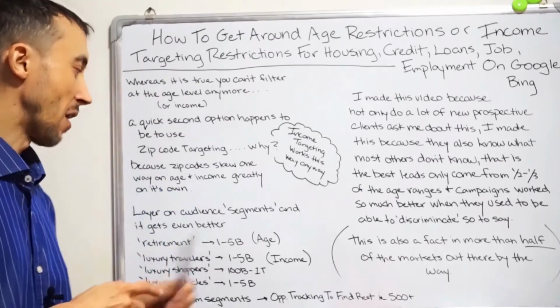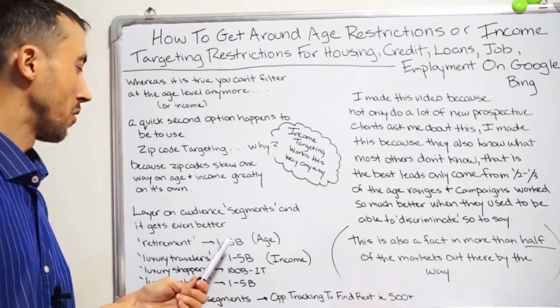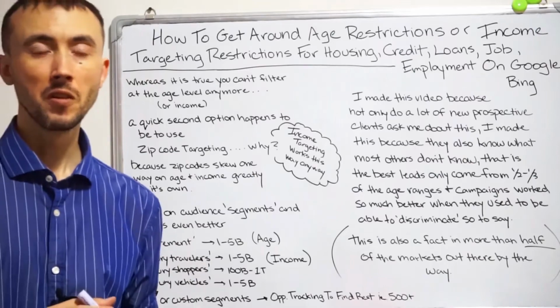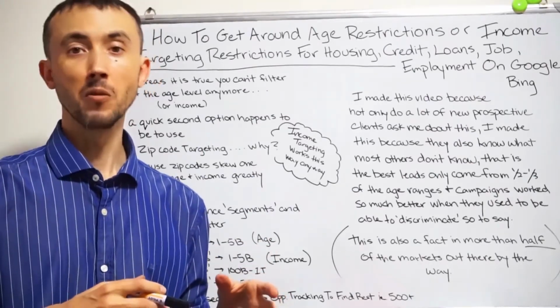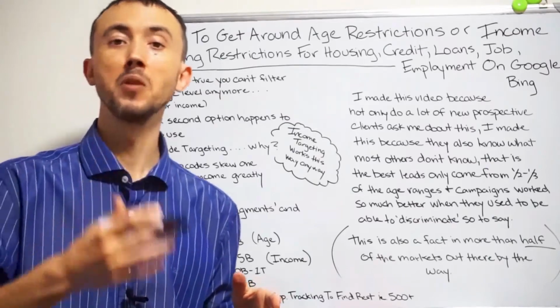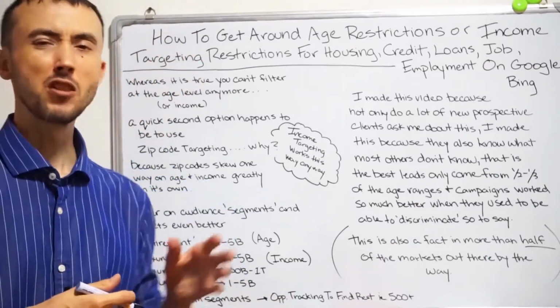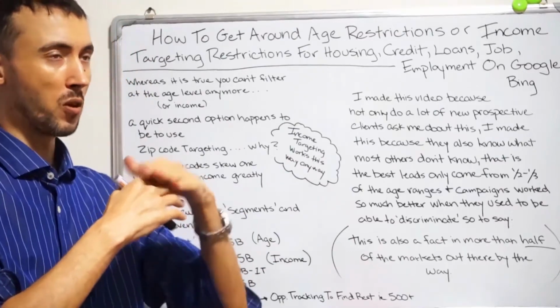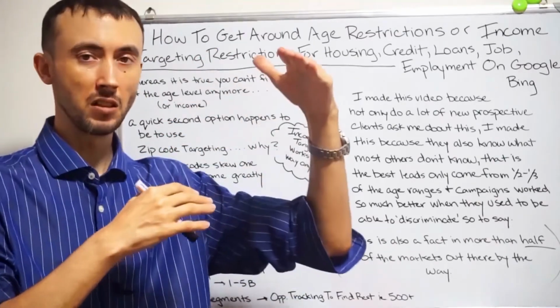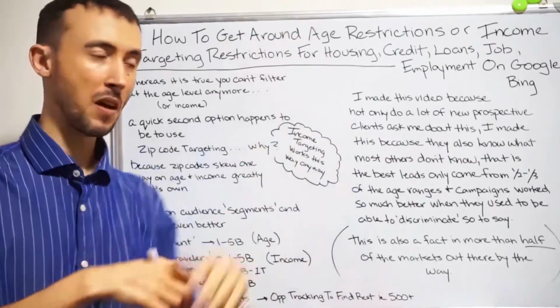Not actual people, but it's enough people that basically if you only wanted people that are, let's say, 50 plus age range, actually it would be 55 plus, because the age ranges on Google are 45 to 55, and then 55 to 64 or whatever, and then 65 plus.